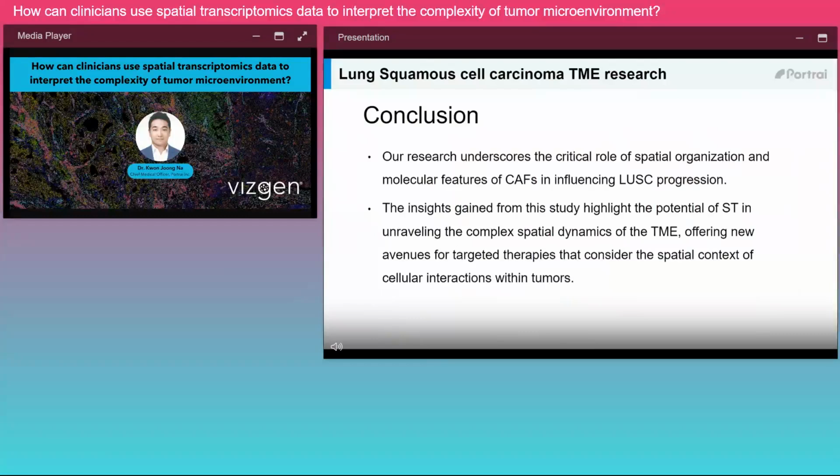So to conclude our findings, our research underscores the critical role of spatial organization and the molecular features of cancer-associated fibroblasts in influencing the progression of lung squamous cell carcinoma. The insights gained from this study highlight the potential of spatial transcriptomics in unraveling the complex spatial dynamics of the tumor microenvironment. This approach offers new avenues for targeted therapies that consider the spatial context of cellular interaction within tumors, ultimately aiming to improve patients' outcomes.